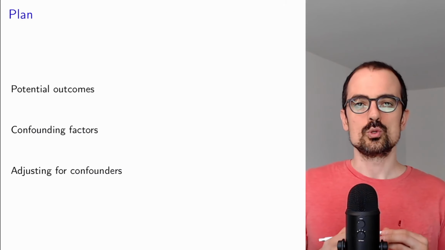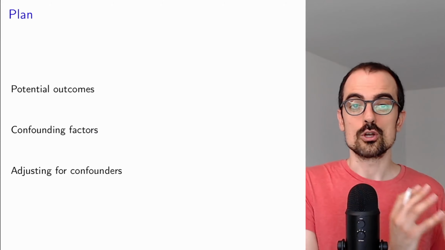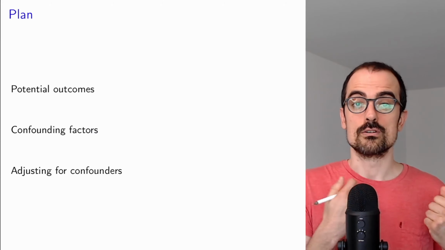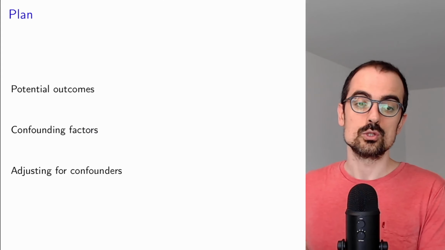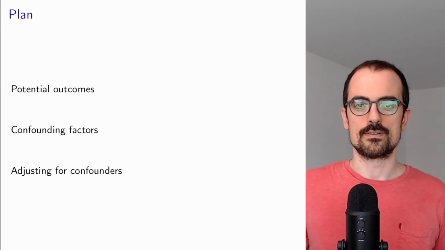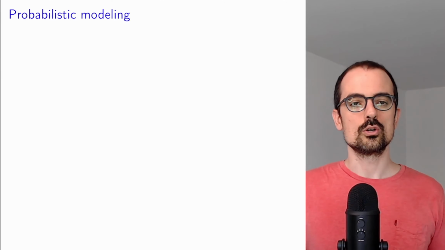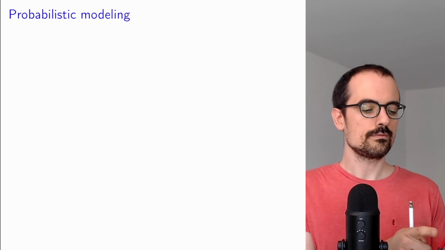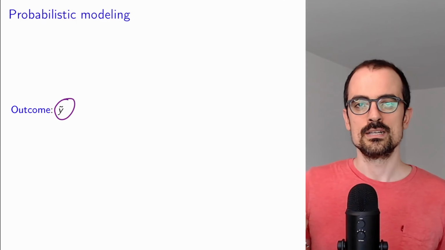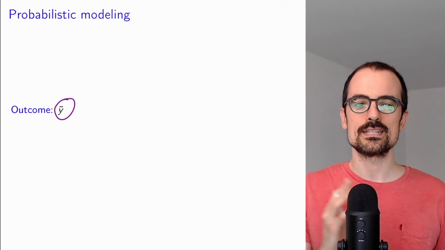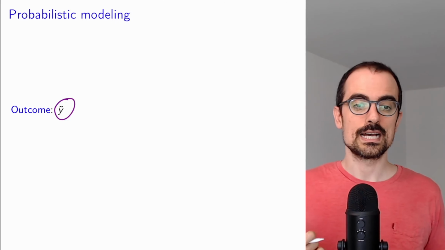So here the plan is going to be to introduce the framework of potential outcomes that enables us to ask these causal inference questions in a more rigorous way. Then we're going to talk about confounding factors, and finally we will explain how to adjust or control for these confounders or confounding factors. So let's begin with potential outcomes. We're going to do probabilistic modeling of causal inference where we're interested in an outcome Y. Here, outcome does not have the same meaning as when we're talking about probability spaces. The outcome is just a random variable that represents the quantity that we're interested in.